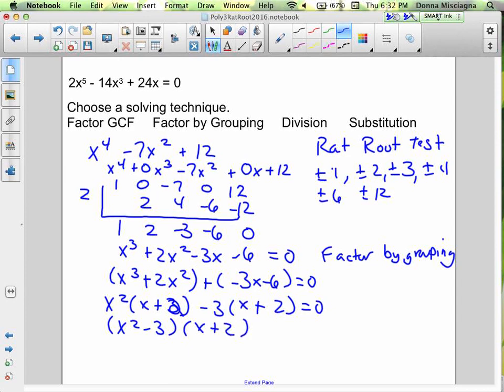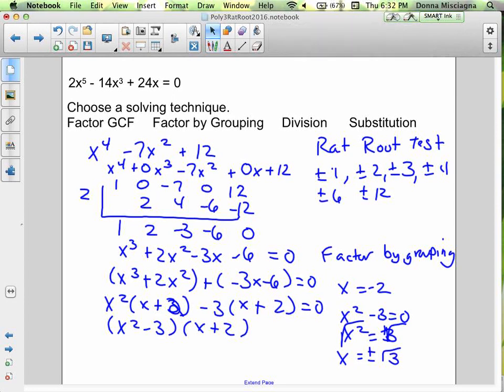And you remember from earlier that you have x equals negative 2, and then you take the square roots. x squared minus 3 equals 0, and that would just be x squared equals 3. And you take the square root of both sides, and you wouldn't forget the plus or minus. And you'd have x equals plus or minus the square root of 3. All right, so you'd get the same solutions.